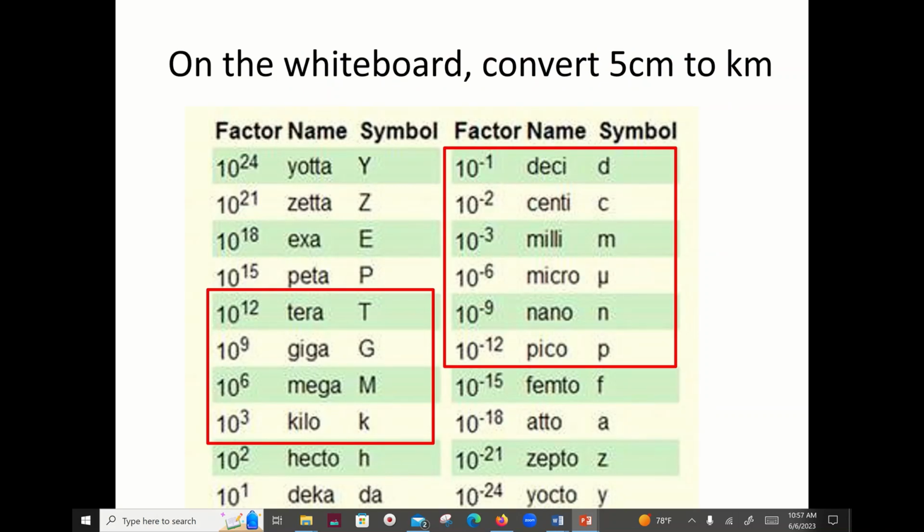Okay, so pause for a second. Let's try and convert 5 centimeters to kilometers. So pause, do the exercise yourself, and then I will come back and do it for you.